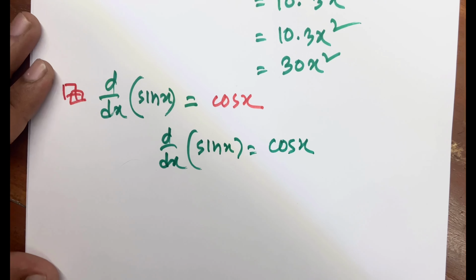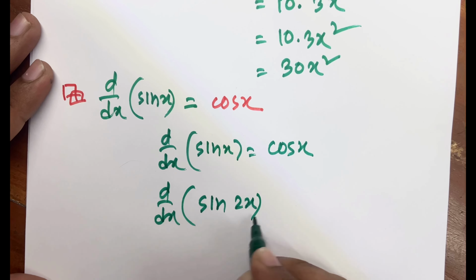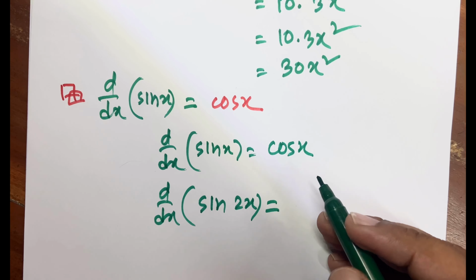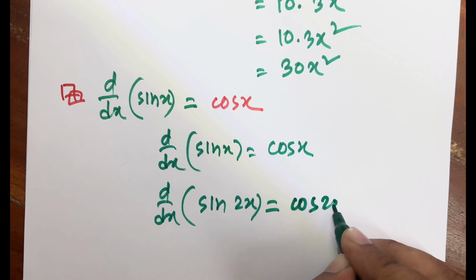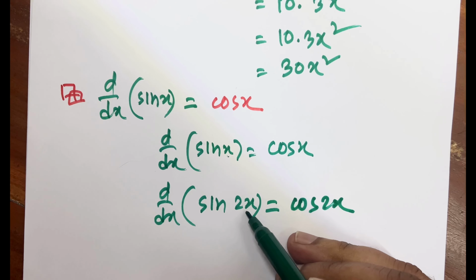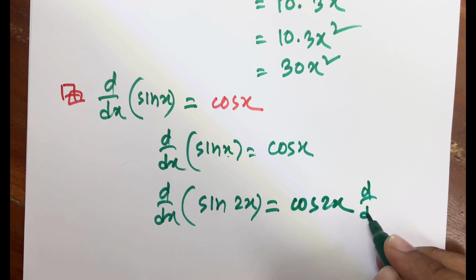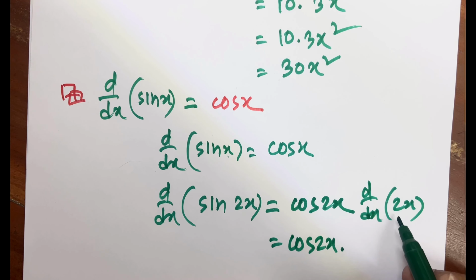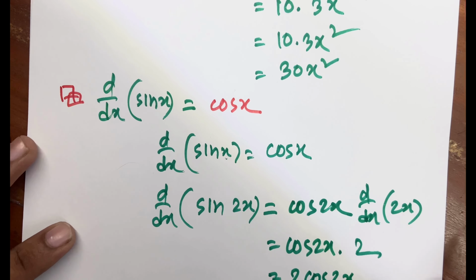Okay, so if you say d/dx of sine 2x, we know that d/dx of sine x is equal to cos x. So at this moment you can say d/dx of sine 2x is equal to cos 2x, because here is x, here is 2x, and again you can take d/dx of 2x, which is equal to 2. So you can say 2 multiplied by cos 2x, so d/dx of sine 2x is equal to 2 cos 2x.